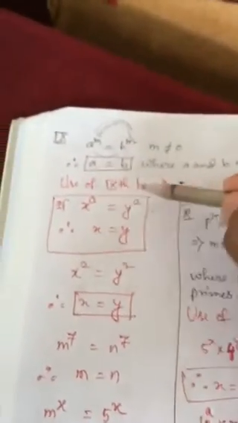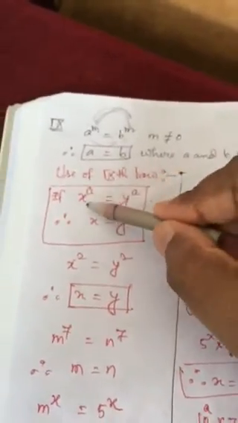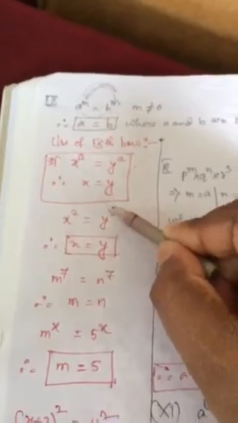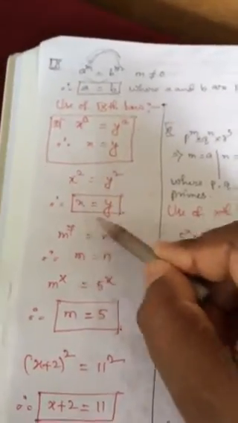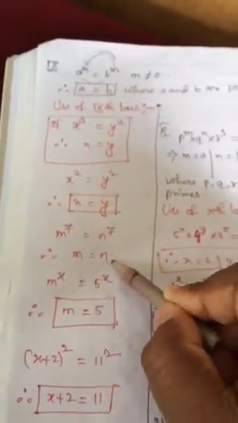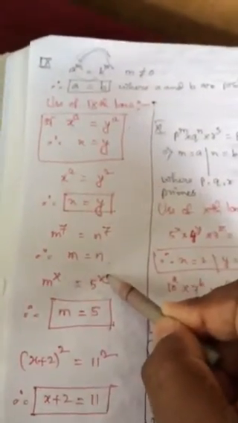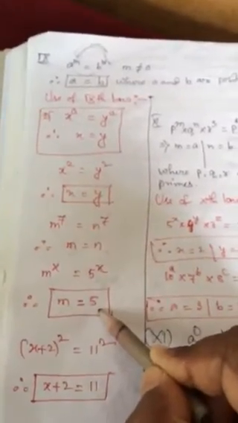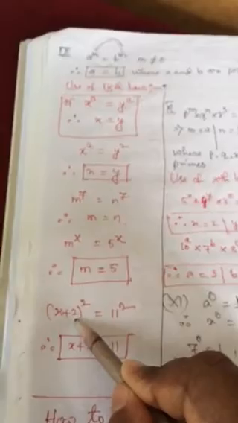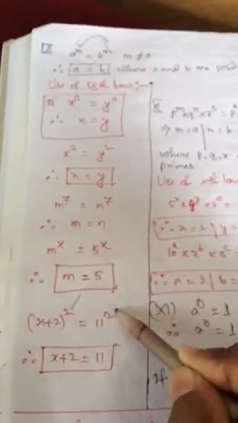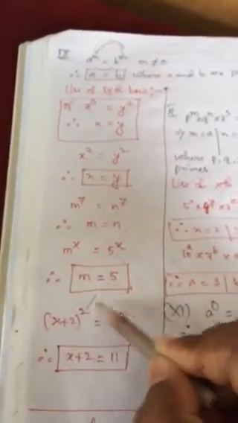So here we will learn the use of the 9th law. x to the power a equals y to the power a, power same, base will be equal, x equals y. M to the power 7, n to the power 7, power same, base will be equal, m equals n. M to the power x, 5 to the power x, powers same, so m equals 5. Okay, so here x to the power 2, x plus 2 whole square, 11 whole square means it is square. In both cases, square.